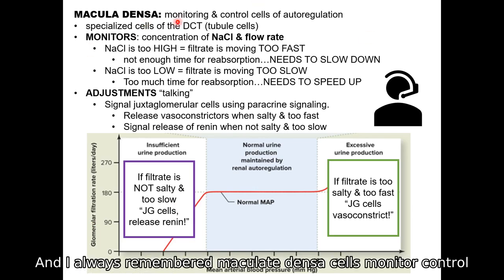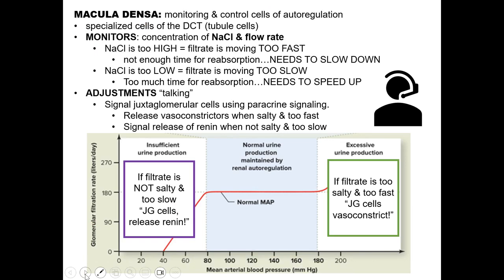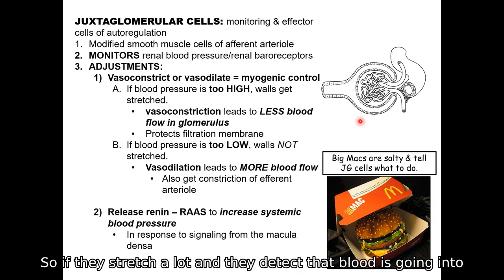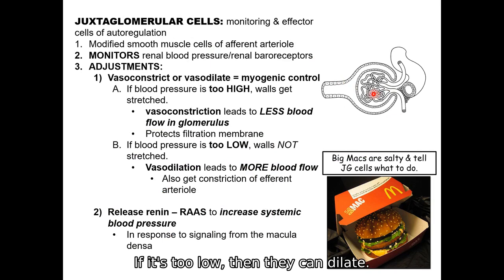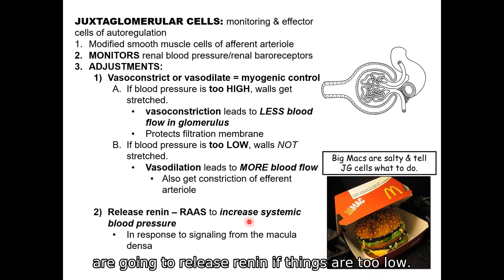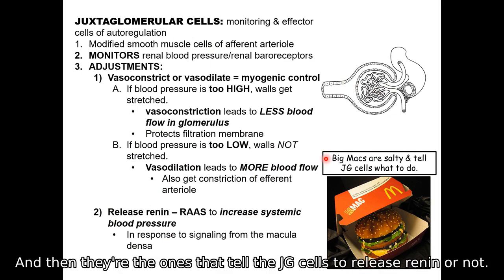And I always remember macula densa cells monitor and control cells through autoregulation. Macula densas, like the Big Mac, they're salty and they tell the JG cells what to do. And the juxtaglomerular cells release renin. Like I said, the juxtaglomerular cells can monitor pressure. They're baroreceptors. So if they stretch a lot and they detect that blood going in is too high, they can constrict. If it's too low, then they can dilate. And they're the ones that release renin if things are too low. So Big Macs are the ones that can tell if things are salty or not salty, and then they tell the JG cells to release renin or not.